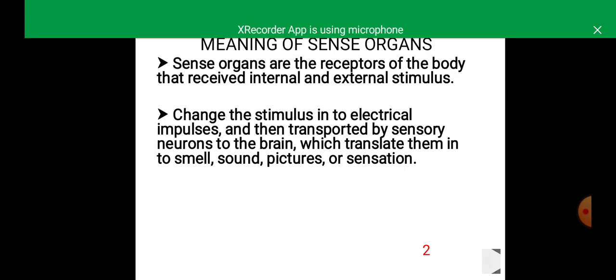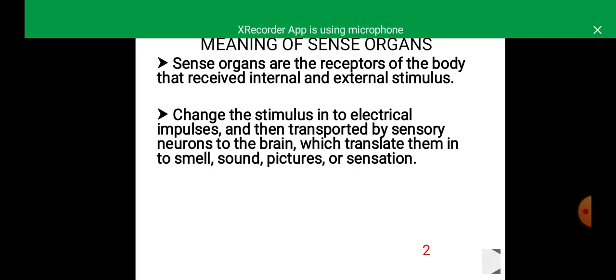So, sense organs are specialized parts of our body that enable us to see, that is the eye, to hear, that is the ear, to feel, that is the skin, to perceive chemical changes in the environment, that is the nose, as well as to taste various chemicals within the food items we administer into our body for our well-being and survival. That is the tongue. They change the stimulus into electrical impulses, which are then transported by sensory neurons to the brain, which translates them into smell, sound, picture, or sensation.